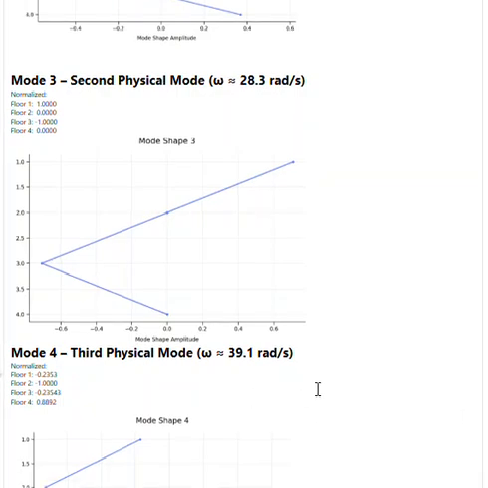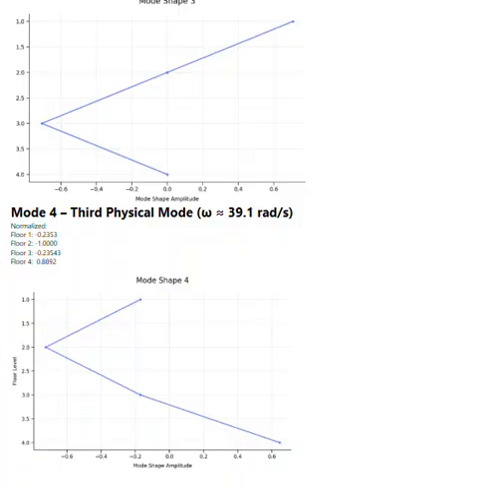Going into the bonus, mode 4. Mode 4 here, we can interpret it as floors 1 and 3 moving together. Floors 1, 2, 3 move left, and floor 2 is moving much more.